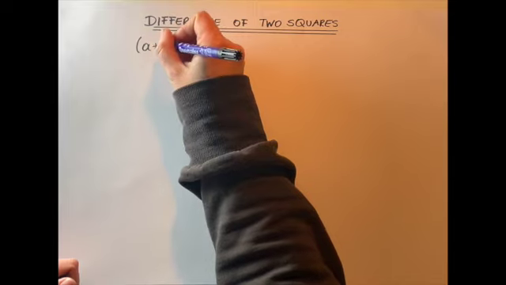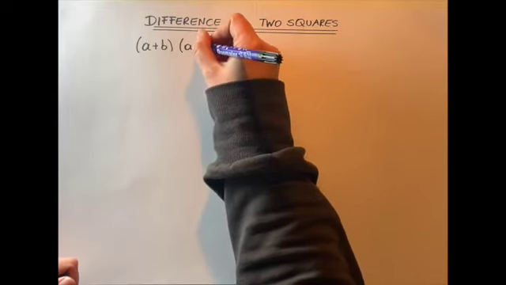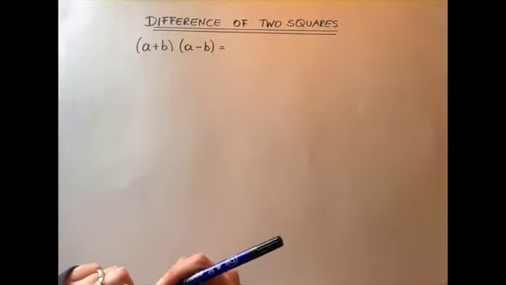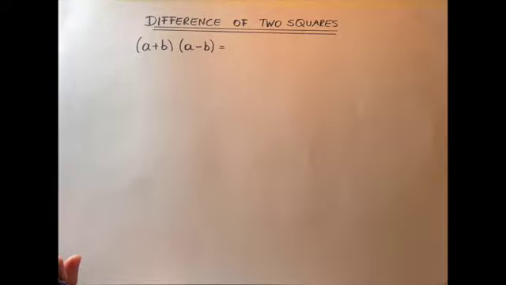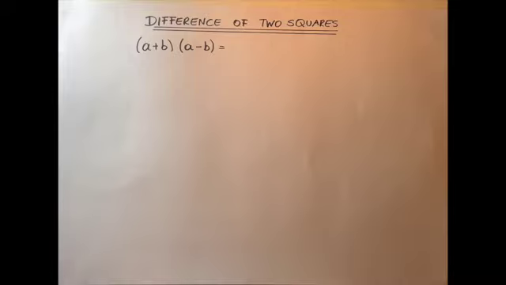A plus B times A minus B. So we're going to have two brackets again that are kind of the same, except for that operation sign in between is once a plus and once a minus. And we're going to find a rule or law on how to expand these brackets. So, as always, first we're going to look at an example.